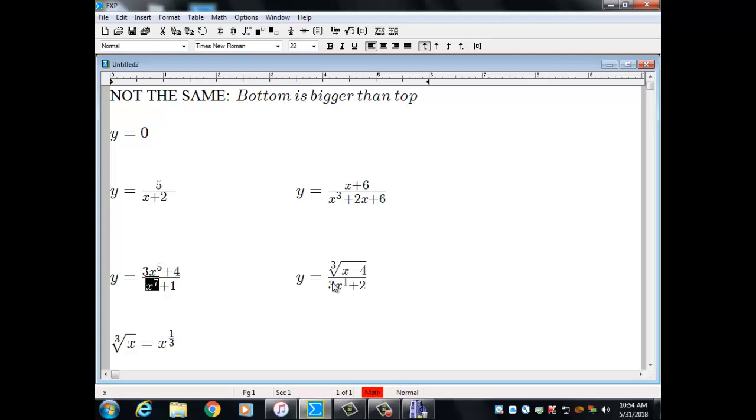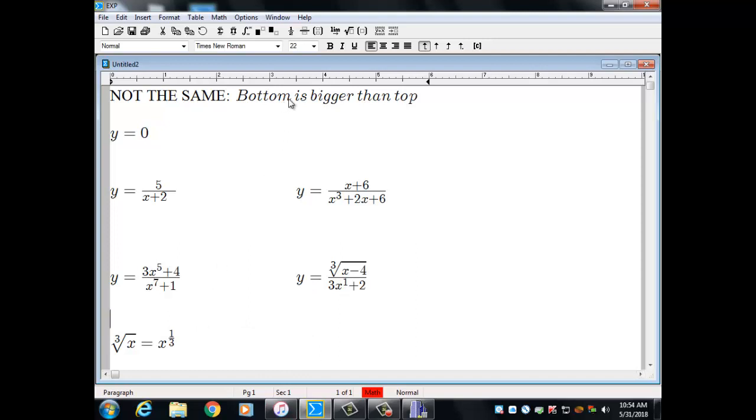And it doesn't matter how much bigger it is. Does that make sense? Any bit bigger sends it to 0. Any bit on the bottom that is bigger than the top, even if it's bigger just by a little bit, like if the top is x and the bottom is x to the 1.1, it's bigger on the bottom than it is on top, it'll go to 0. Any questions on that?